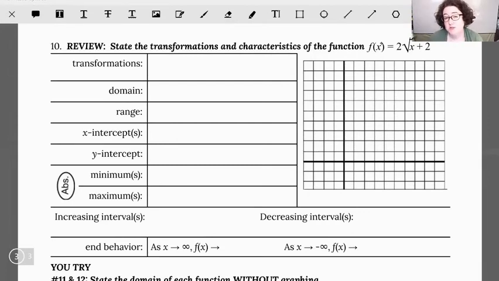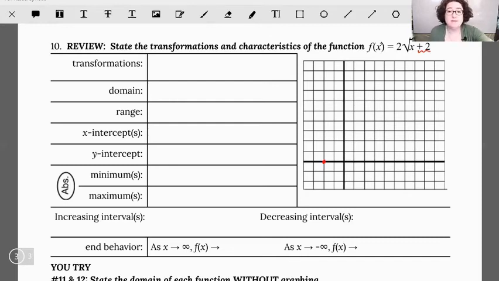So I know the overall shape of this, for any radical graph, it starts at a point and keeps going. So that point where it starts, I know from that plus 2 inside the radical, I'm going to have to move the entire graph to the left 2 units. And then the only thing to deal with now is the 2 that's out in front. Because that's not negative, I know I don't have to flip or do anything with a graph like that, but I do need to have a vertical dilation of 2.